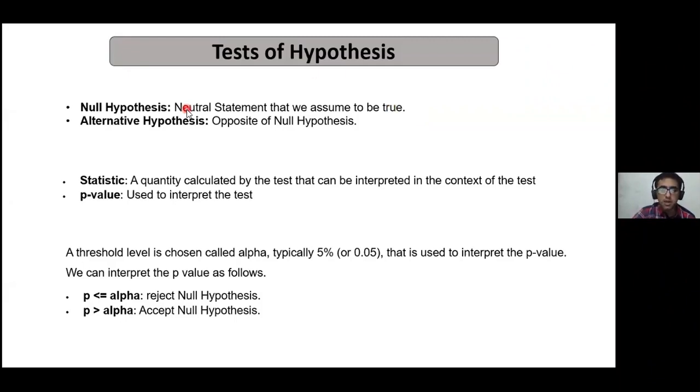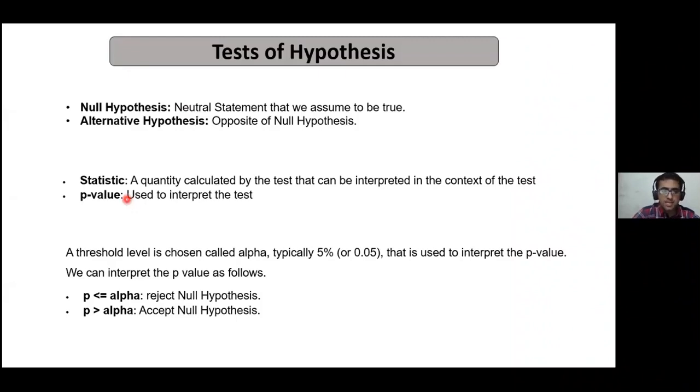And our objective is that we have to try to prove the null hypothesis false. With the given data, the null hypothesis can turn out to be true or it can turn out to be false. So our main objective is that the null hypothesis can be rejected or can be accepted given the data. It's just a neutral statement that we make.